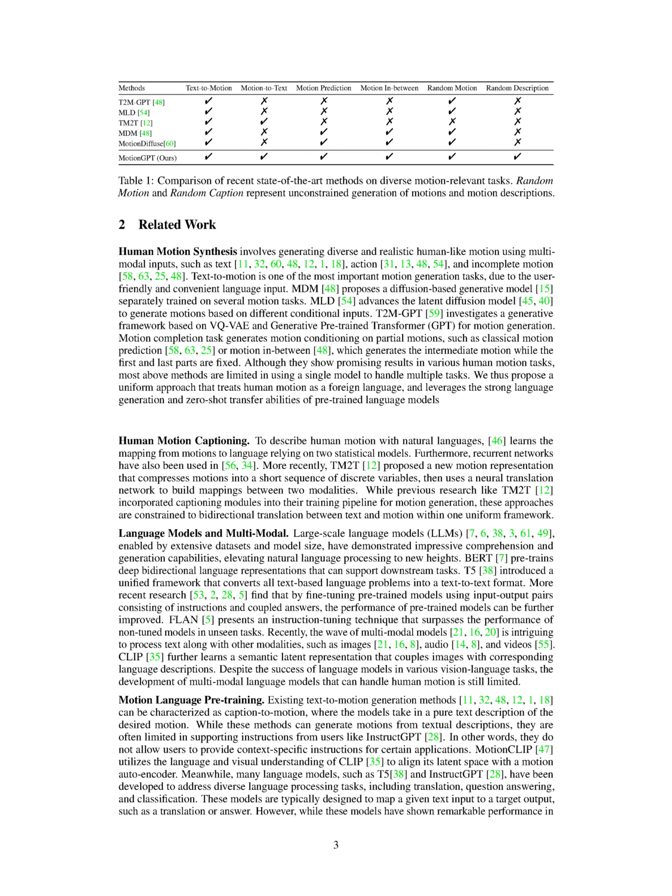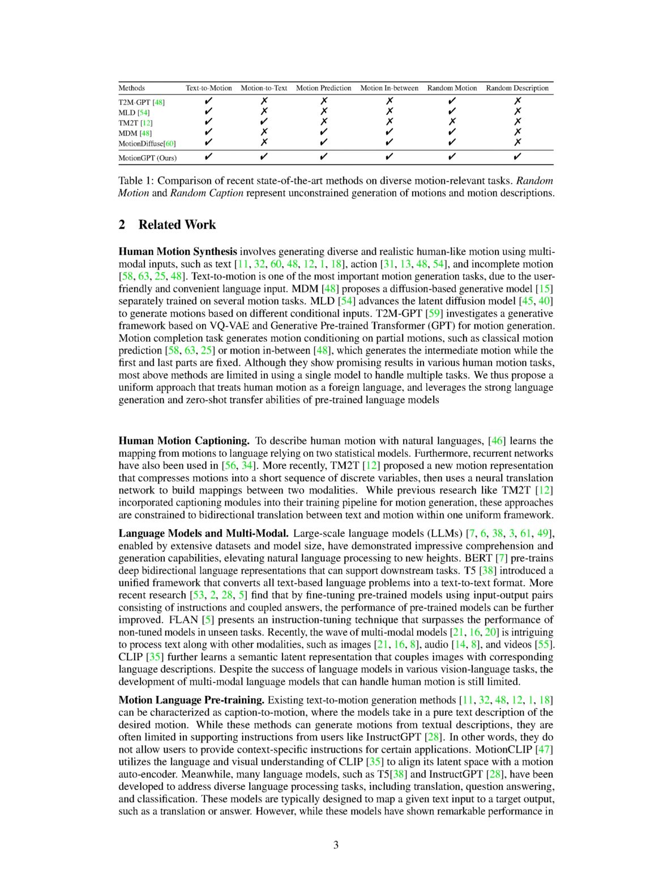Large-scale language models, powered by extensive datasets and sizable model structures, have shown remarkable comprehension and generation capabilities, pushing natural language processing to the next level. BERT, for instance, pre-trains deep bidirectional language representations that aid various downstream tasks. Meanwhile, T5 offers a unified framework that transforms all text-based language problems into a text-to-text format. Further studies have shown that by fine-tuning pre-trained models using pairs of instructions and corresponding answers, the performance of these models can be enhanced. Flan demonstrated an instruction tuning technique that outperforms non-tuned models in unseen tasks.